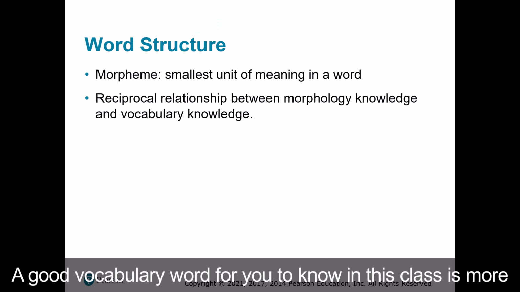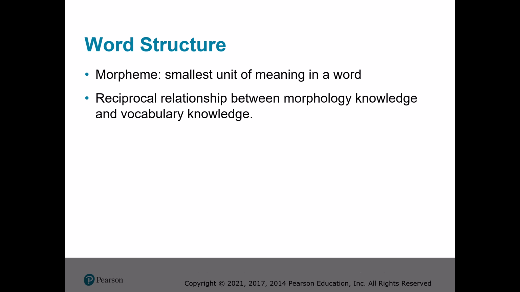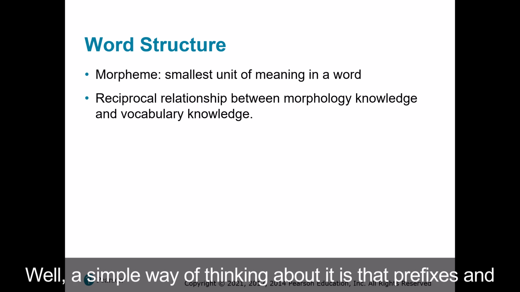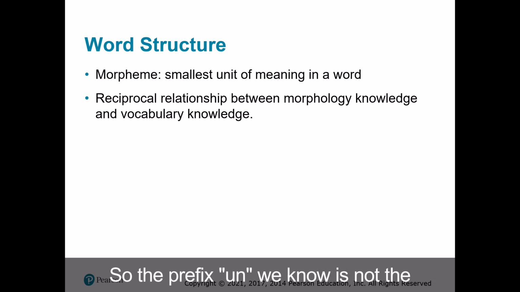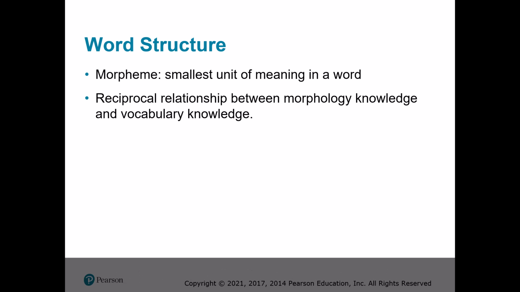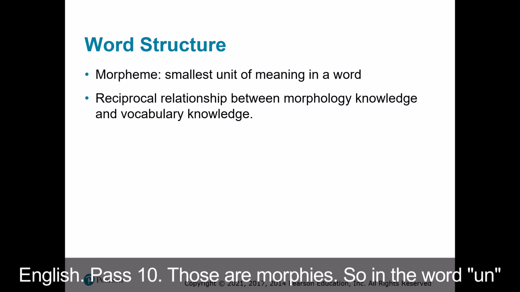A good vocabulary word for you to know in this class is morpheme. And a morpheme is the smallest unit of meaning that a word contains. And what does that mean? Well, a simple way of thinking about it is that prefixes and suffixes are morphemes. So the prefix un we know means not. The suffix ed makes many verbs in English past tense. Those are morphemes.